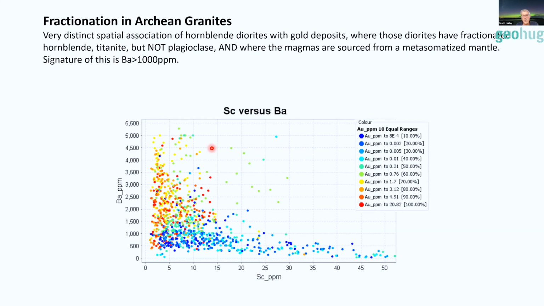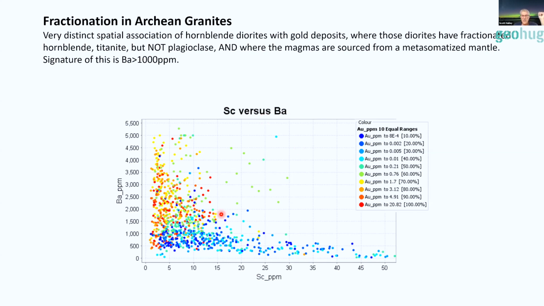And the hornblende diorites that are spatially associated with gold systems, one more signature that they have that the other ones don't is that they are strongly enriched in barium. And this is a signature that says these things were derived by melting an enriched mantle source. So there's something happening down in the mantle where there is fluid added to that subcontinental lithospheric mantle. It's added barium, it's added strontium, it's added sulfur, it's added gold. And when that source region is melted, it makes a really hydrous magma that transports gold into the upper crust.